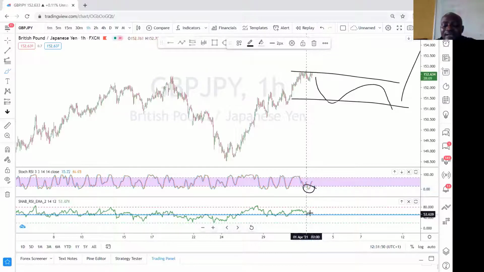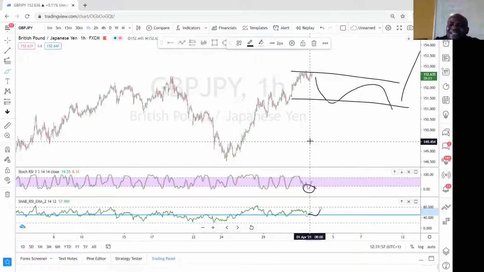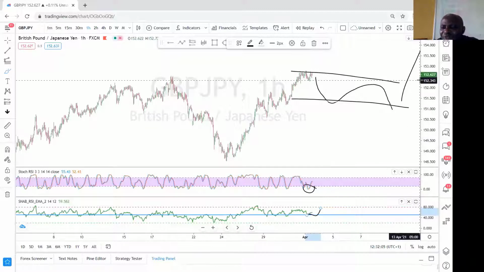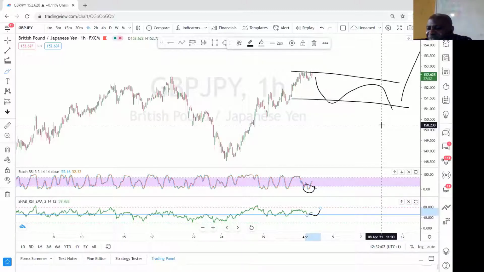Do you see? Above 50. And it's just even starting. It just retests 50 and it's good. It's telling you that the strength to buy is just starting. Are you getting it now? Look at the price, 152.62. It's just moving from a sub-psychological level of 152.50.